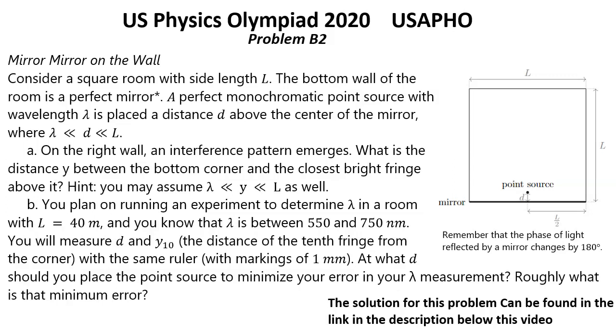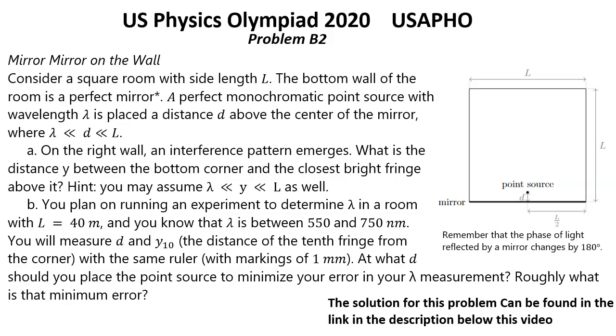Question A. On the right wall, an interference pattern emerges. What is the distance y between the bottom corner and the closest bright fringe above it? Hint: you may assume lambda is much less than y, which is much less than L as well.